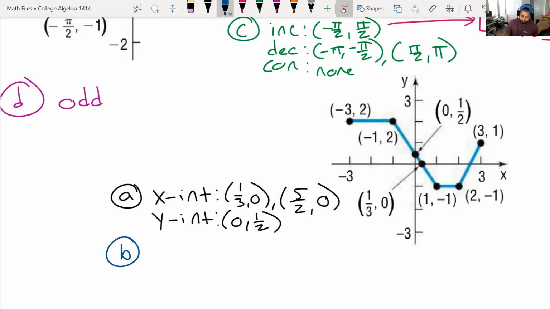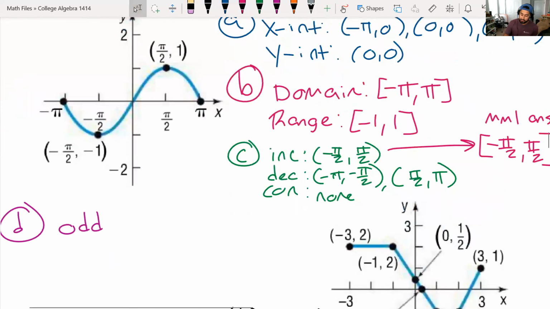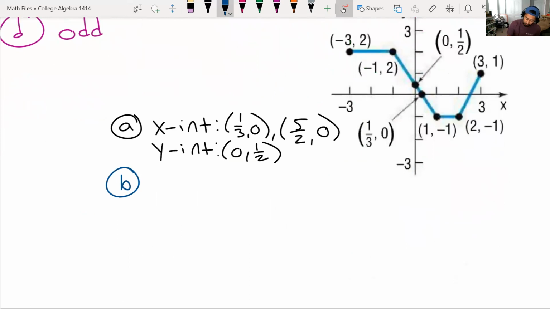B. It was domain and range. Once again, domain starts with the smaller number.